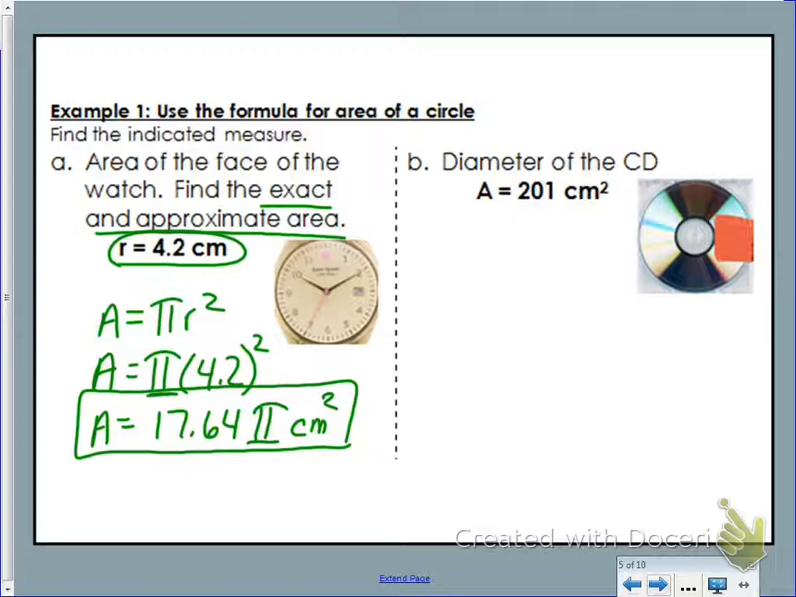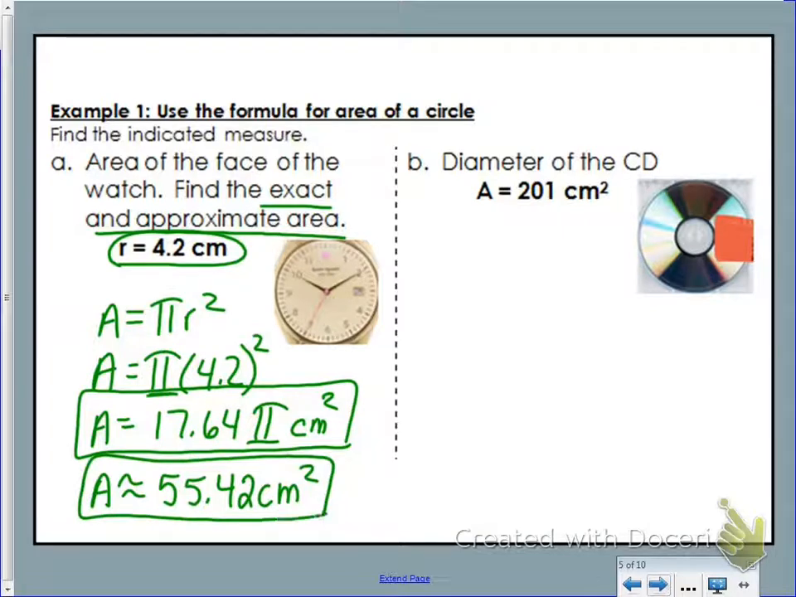If we want to find the approximate area, now we're going to actually multiply 17.64 with pi, and that gives us about 55.42 centimeters squared. So be aware you'll need to be able to calculate the area in both ways, exact and approximate. Part B says our diameter of the CD is going to be found.